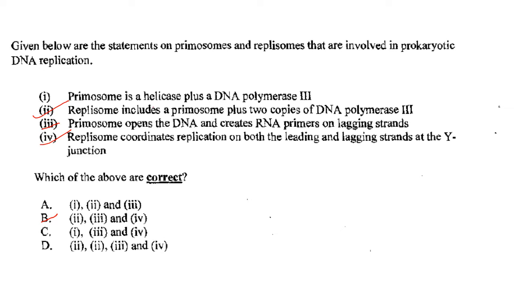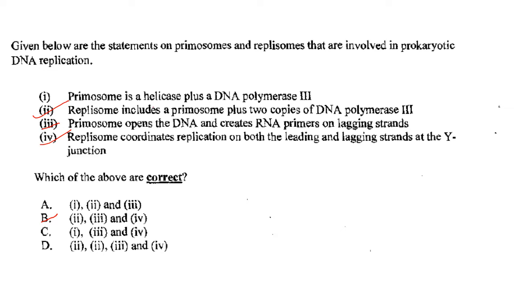Then next one. Given below are statements on chromosomes and replisomes that are involved in prokaryotic DNA replication. Which of the above are correct? Okay. The chromosome is a helicase plus a DNA polymerase 3. Then replisome includes a chromosome plus 2 copies of DNA polymerase 3. That is correct. So 2 is correct. Then chromosome opens the DNA and creates RNA primers on lagging strand. That is also correct. Then a replisome coordinates replication on both the leading and lagging strands of the Y junction. That is also correct.